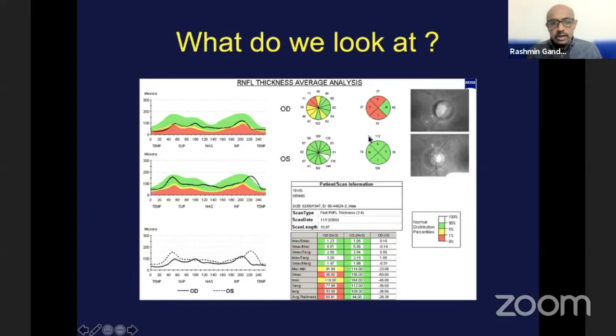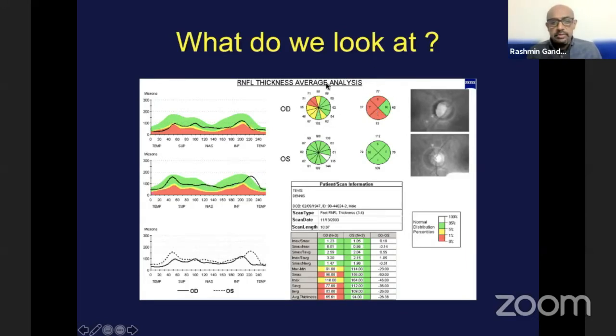So when this printout is given to you, the green is a normal thickness. Why do we say normal thickness? That means this is the thickness that we expect for that particular age. This is basically compared to an age-matched control. But anything which is in the yellow or red zone tells you that there is a thinning of RNFL.